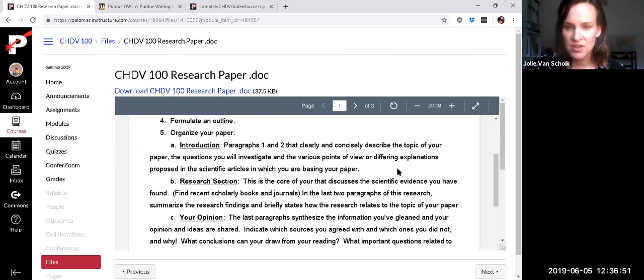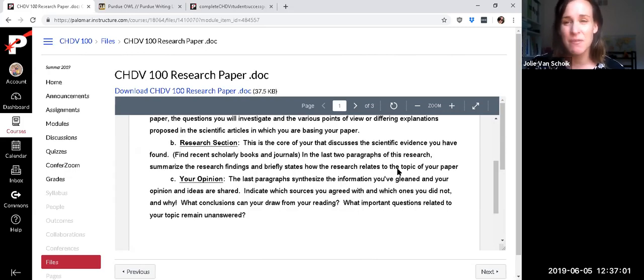Research section. In this area, this is the biggest part, and this is the core of your paper. It's going to be many paragraphs. It needs to be at least, I would say, 5 to 6 paragraphs and probably 2 to 3 pages. This is the core of your information where you discuss scientific evidence, so scholarly books, journals.